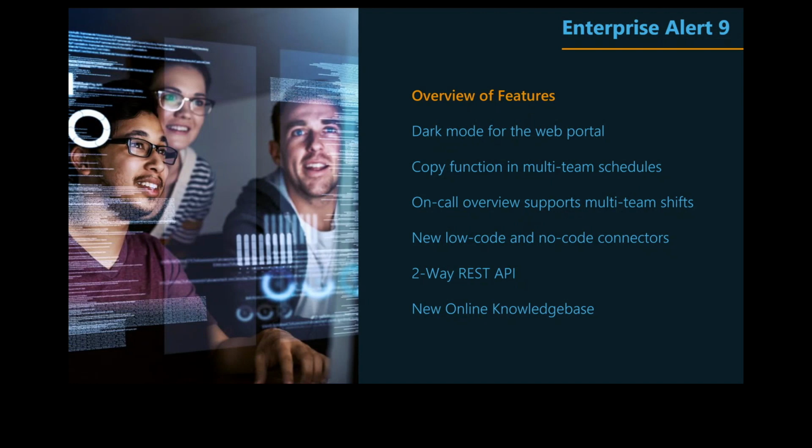So just real quick, some of the things that we're going to cover here today. We have a new theme, so we have dark mode in the web portal. We had a lot of requests for the multi-team schedules, being able to copy and paste those, just having an ease of use of expanding your schedules out and not having to spend the time that you're spending there. The on-call overview for the support and multi-team shifts, before we get into how that's displayed on the Who's on Call page. As Doreen said, we have new connectors, so we're excited to show you those. Again, two-way REST is one of the major powerful things here in EA9, and then we do have a new online knowledge base that we're going to introduce you to.